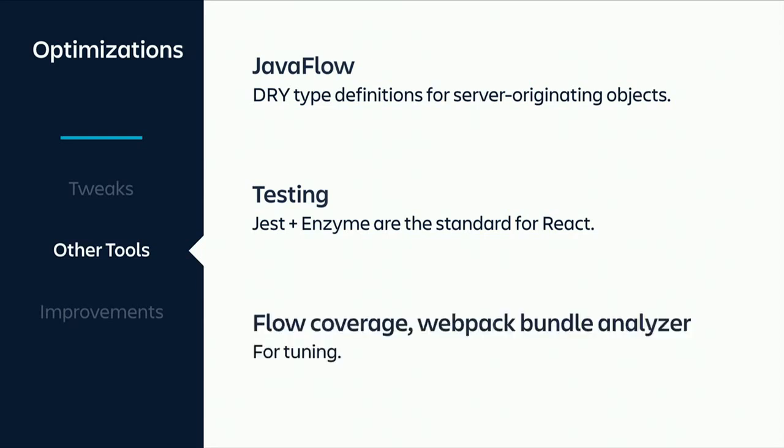Other things you can look at are Flow coverage tools. This tells you how much of your code actually has type defs. You can also use the Webpack bundle analyzer, which tells you, of the 1 megabyte of output code that includes React and Atlaskit and other Atlaskit components, how much code is in a certain place in a nice visual manner, which is really helpful for optimizing build sizes.